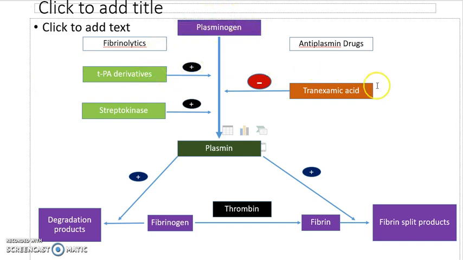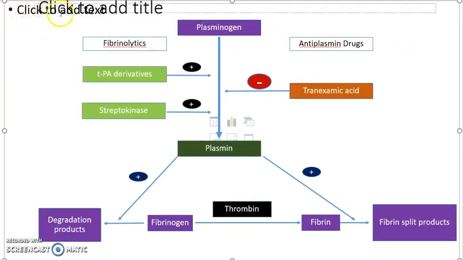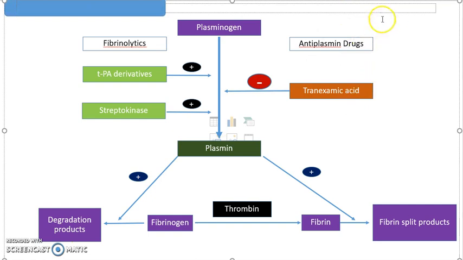So this is how it acts. We have the conversion of plasminogen to plasmin, and then plasmin promotes the conversion of fibrinogen to degradation products, so it causes the lysis of fibrinogen here, and also it causes the lysis of fibrin to fibrin split products.